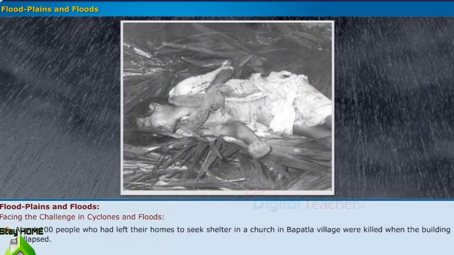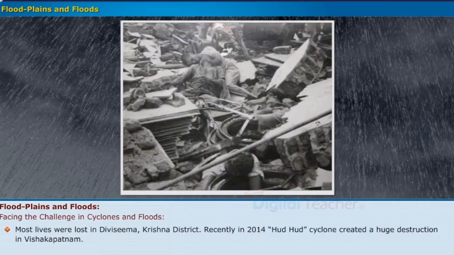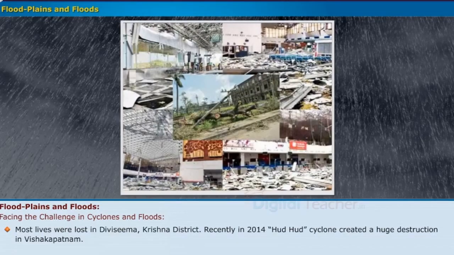About 100 people who had left their homes to seek shelter in a church in Bapatla village were killed when the building collapsed. Most lives were lost in Divisima, Krishna district. Recently, in 2014, Hudhud cyclone created huge destruction in Vishakhapatnam.